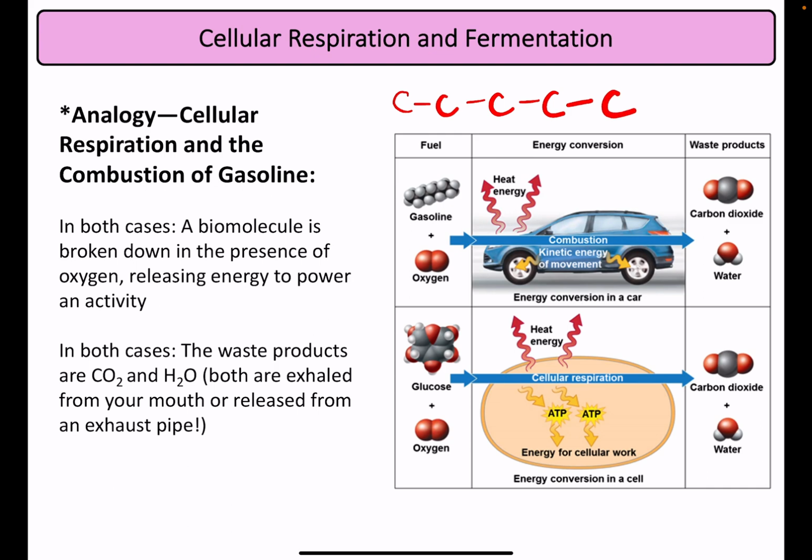Let's see if I can fit it in there. 8 carbons completely surrounded by hydrogens. I'm not going to fill in all the hydrogens, but if you imagine that I just keep doing this, that's what octane looks like. Very similar to a fat.